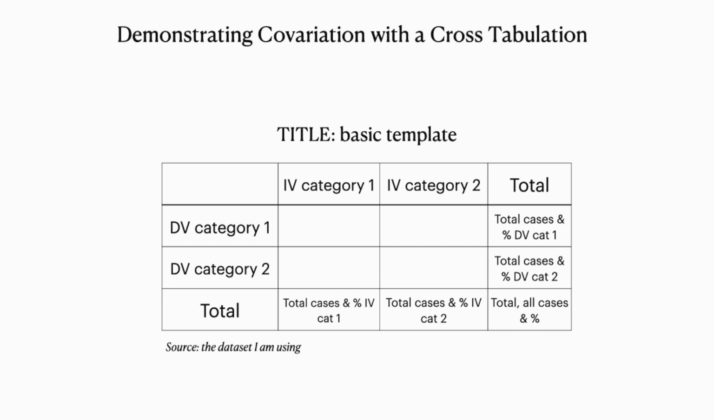To make a crosstab, we put the independent variable in the column, we put the dependent variable in the row. We label the categories of the independent variable across the top of the column, and we label the categories of the dependent variable down the rows on the left-hand side.